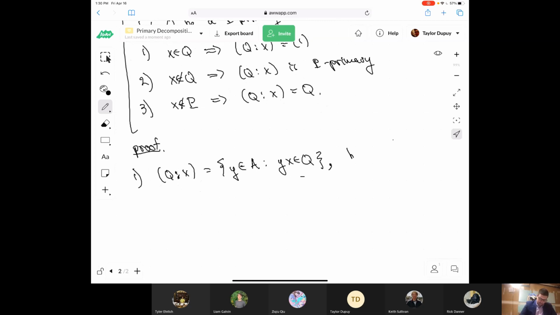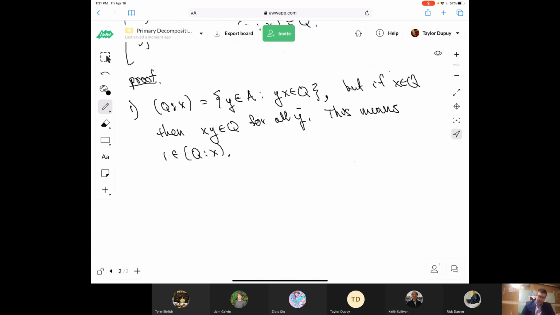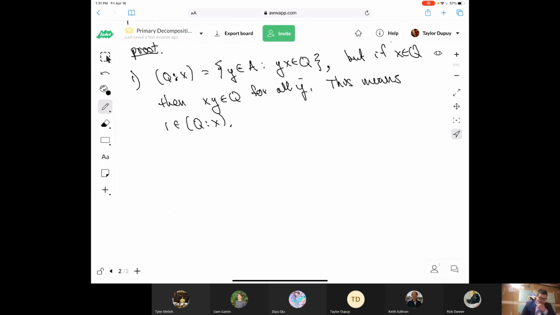But if x is in Q, then this is a vacuous condition. Then xy is in Q for all y, right? In particular, this means that 1 is in this ring, or this ideal. One of the exercises was showing that these things were indeed ideals. That was from early homework. Okay, so 1 is in there, and so this proves that. So that's how you show something is the trivial ideal, right? All right, so that's the proof of the first part.